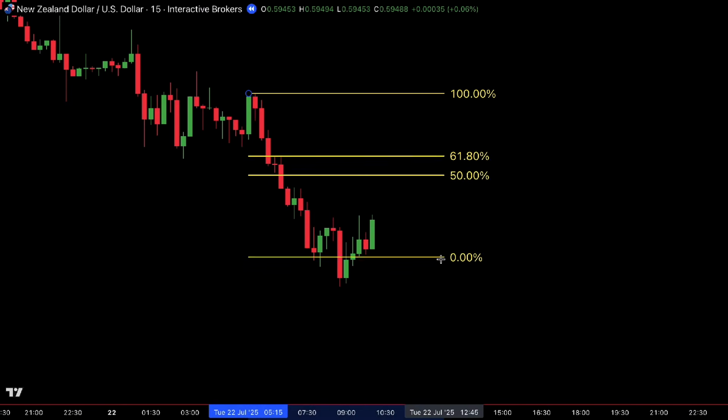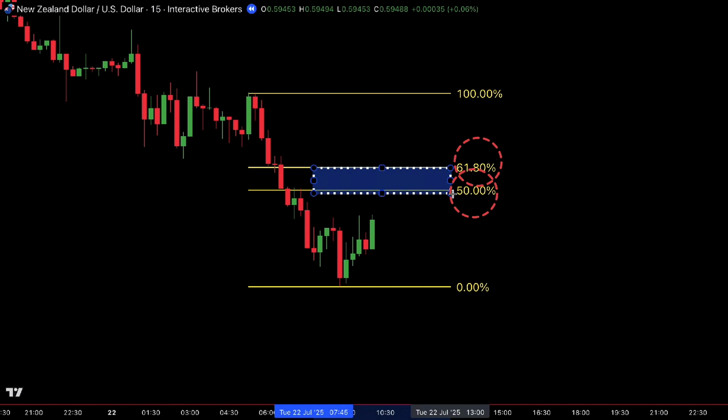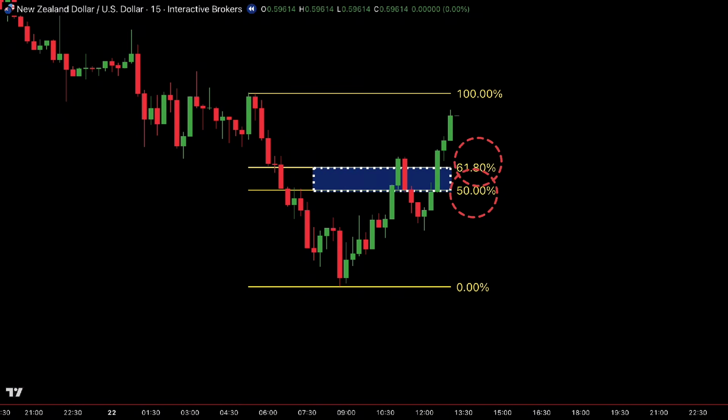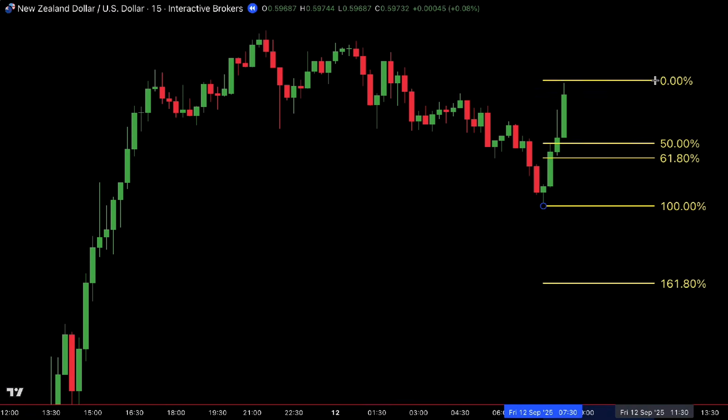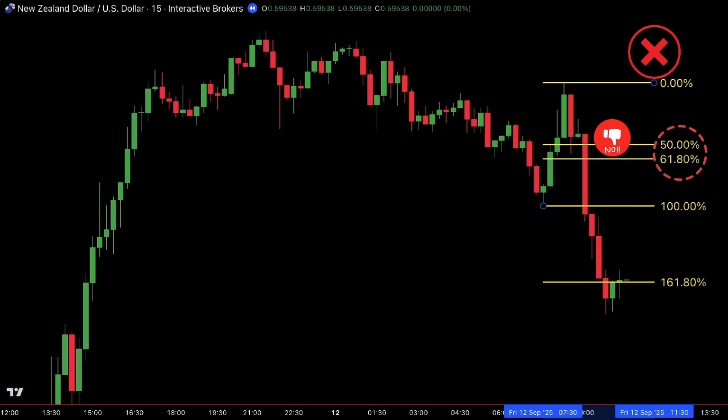Now that you understand why the 50% and 61.8% levels are liquidity magnets, there's something even more important to understand. Fibonacci doesn't fail because the levels are wrong. It fails because most traders use it on the wrong market structure. Look at this example. The 50% and 61.8% levels failed simply because traders used them inside the wrong structure.